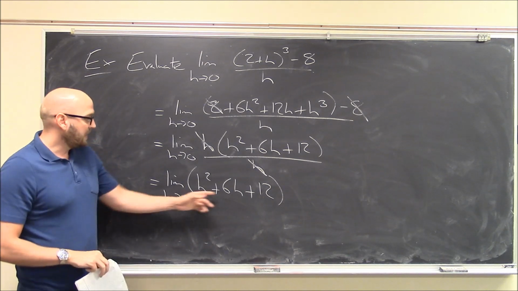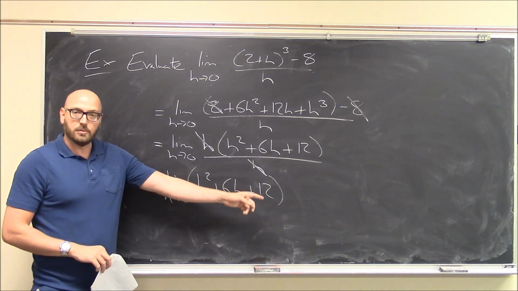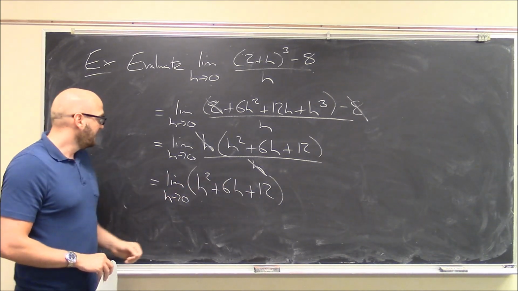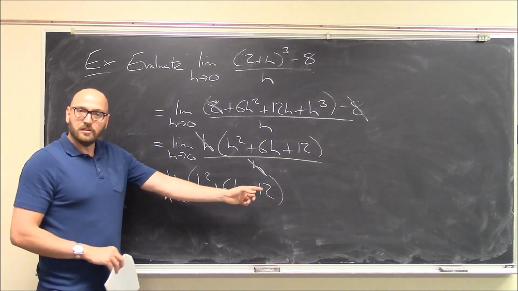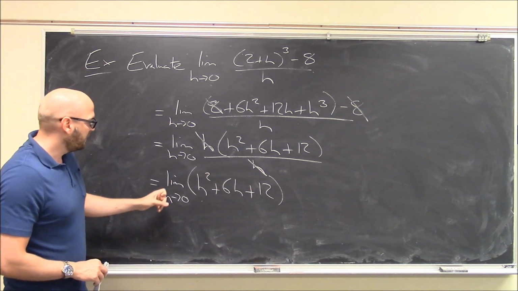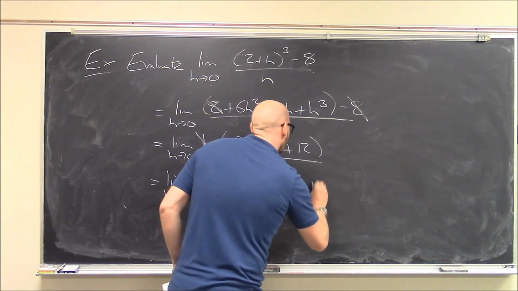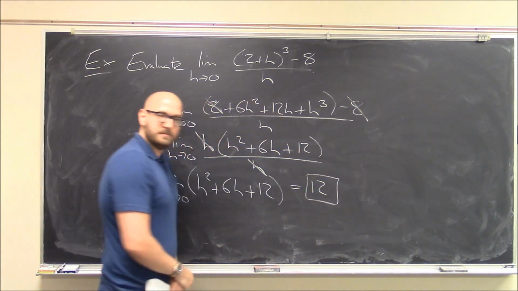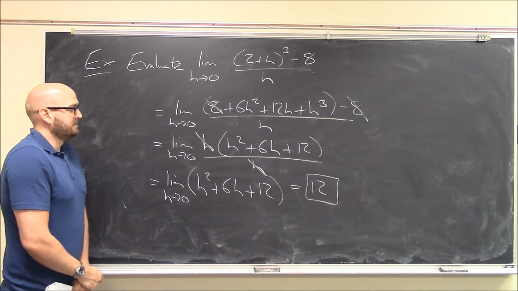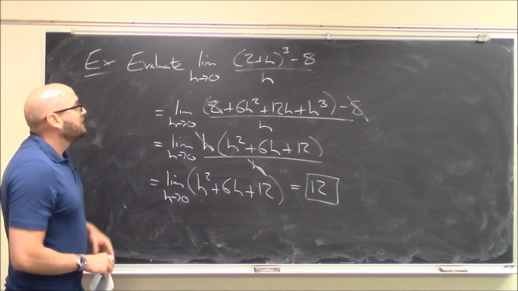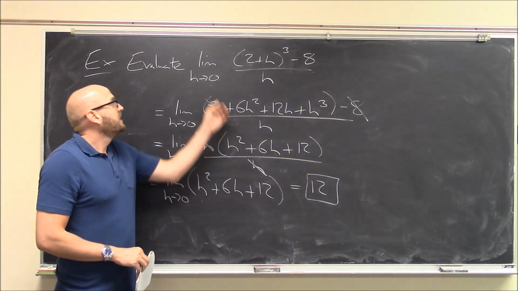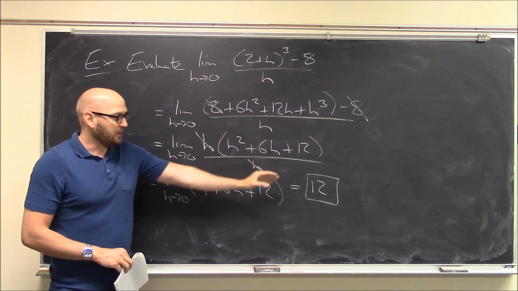That's now a polynomial in h, right? It looks like x squared plus 6x plus 12, but my variable is h. And there's no problem with plugging 0 into this, right? So I can just plug in 0. Plug in 0, what do you get? You get 0 plus 12. So this limit is 12. And you'll see when you go to 3.3, when you start talking about instantaneous rate of change, this is exactly what those limits in 3.3 look like.